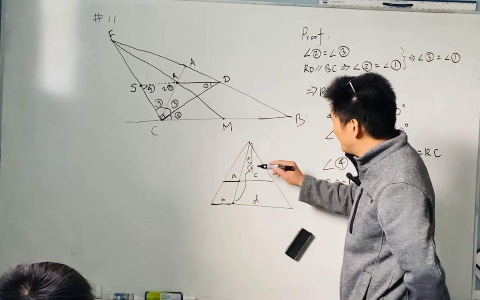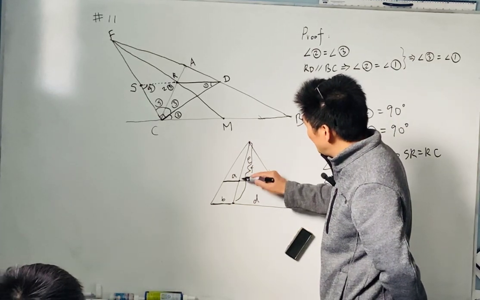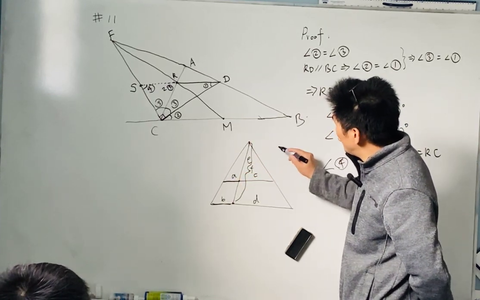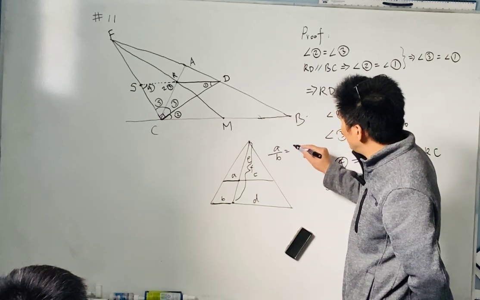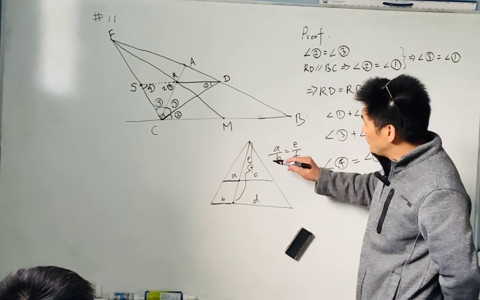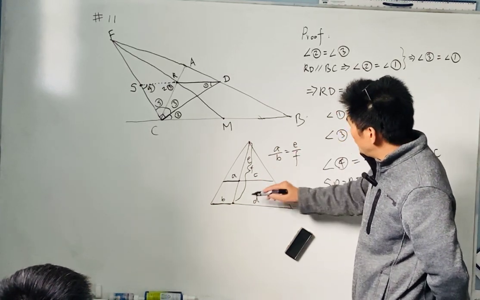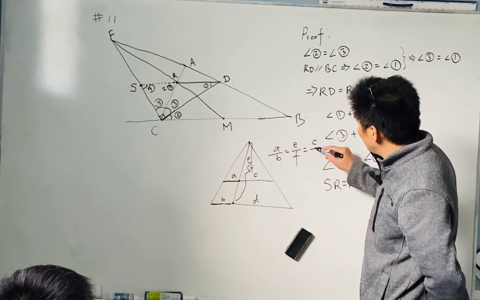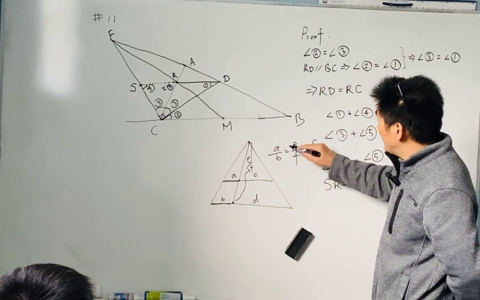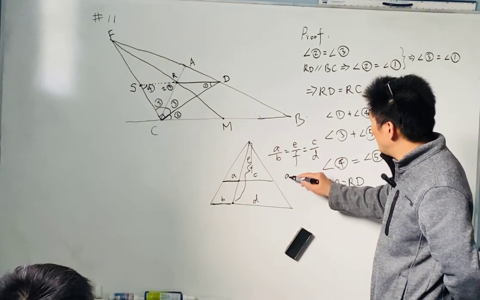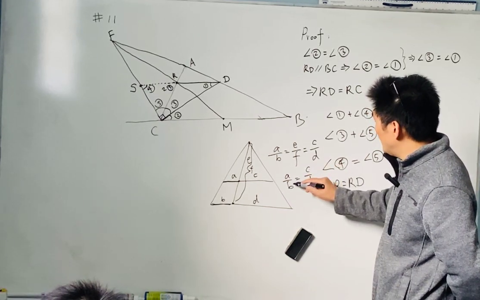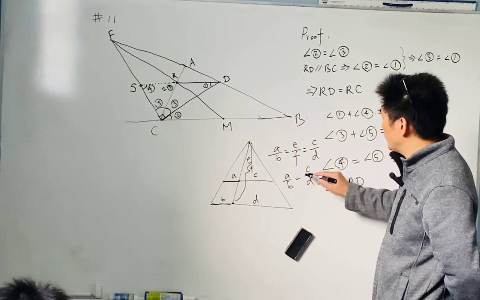I hope this is kind of clear. So this is E. Because of the similarity of these two triangles, we get A over B equals E over F. And also because of the similarity here, we get E over F equals C over D. This is the bridge, so that we get A over B equals C over D, and then we can switch any two of these. You either switch these two or you switch these two.